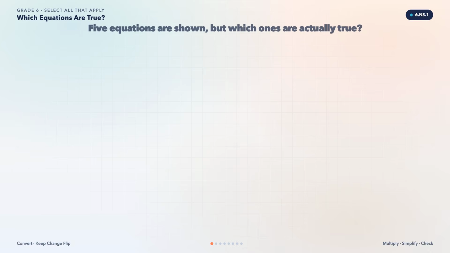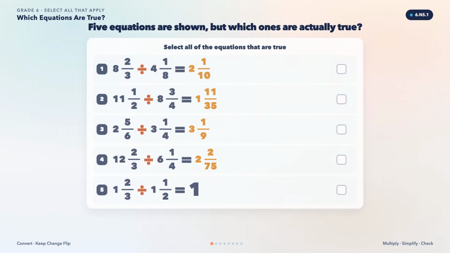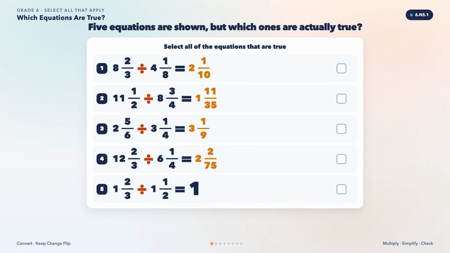5 equations are shown, but which ones are actually true? This is a select all question, so more than one equation can be correct. We're not guessing. We'll check every single one and only keep the equations that really match.